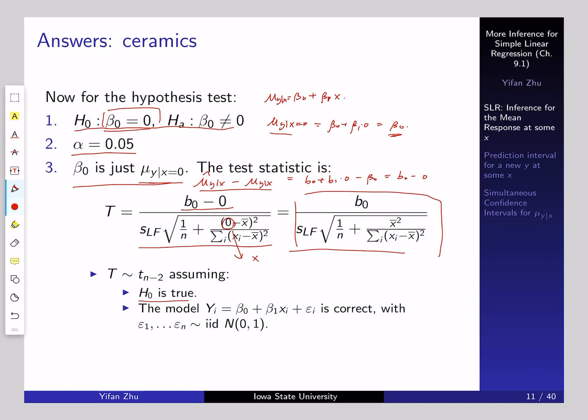And assume H naught is true and the model assumption is correct, which is yi is a linear model and the error terms are IID normal 0, sigma squared. Then the test statistic would have a t distribution with n minus 2 degrees of freedom. And in this example, because n is 15, we have t 13. So this would be our reference distribution.